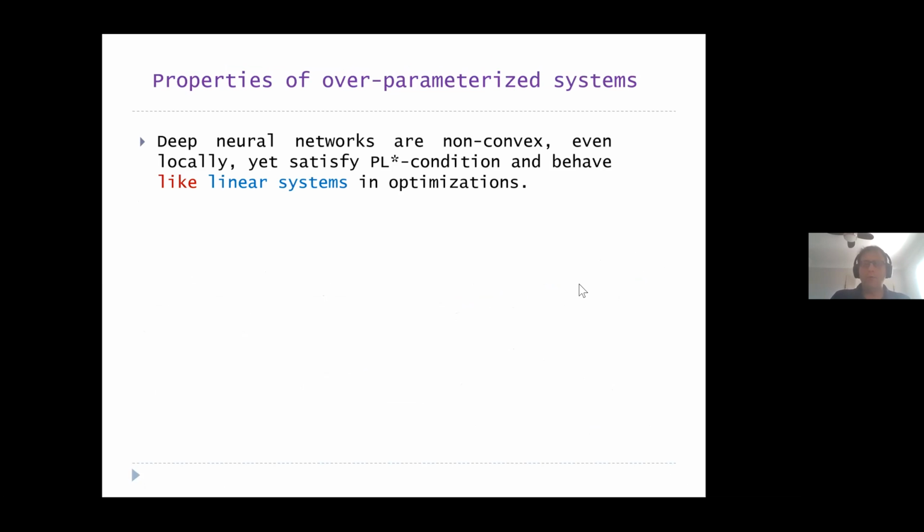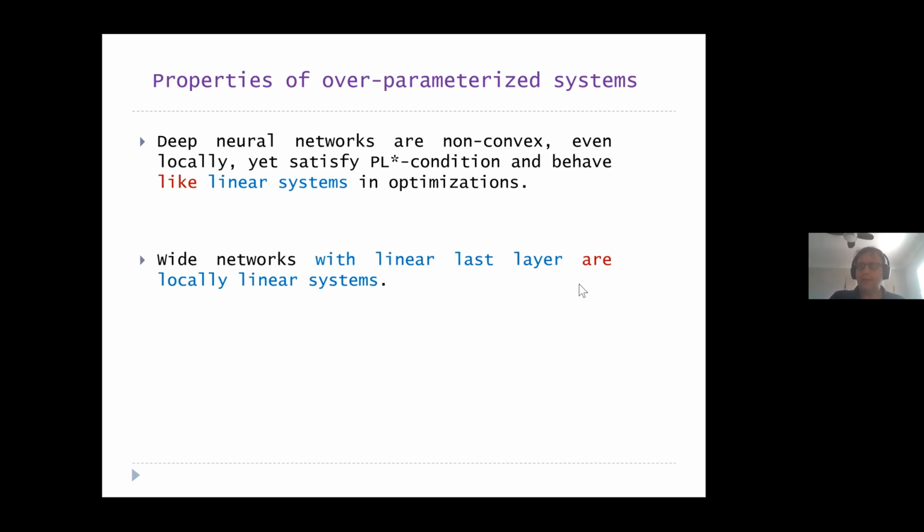Okay, I'm running out of time, so let me show a couple of summary slides. The first property is for over-parameterized systems, and in particular deep networks. These networks are non-convex, even locally non-convex, yet they satisfy this PL star condition and behave like linear systems in optimization in a generic way.